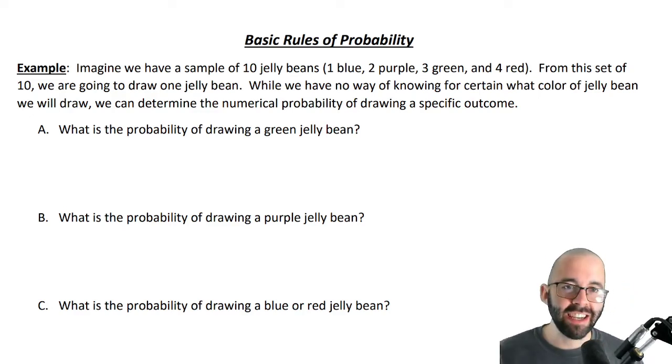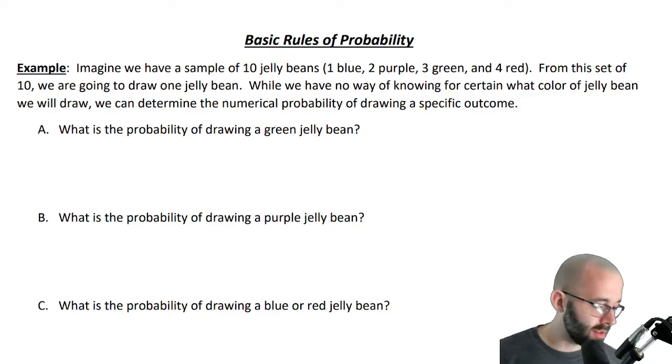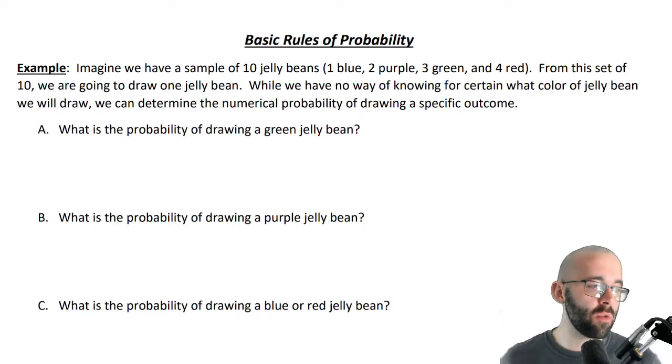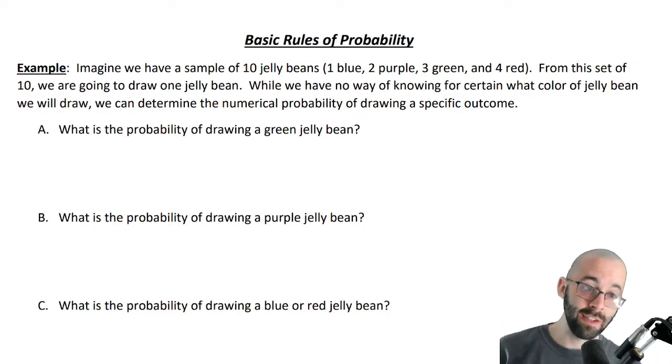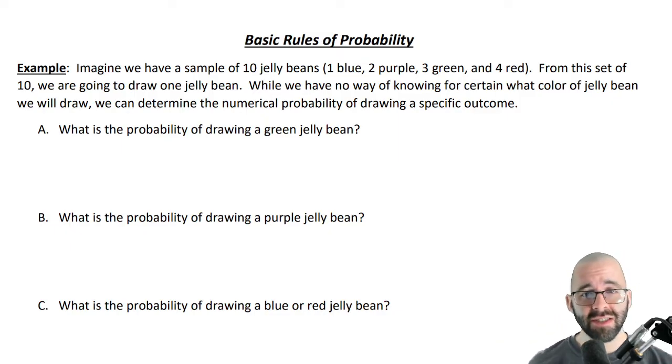All right, let's actually get in and do some probability problems. So we're going to start with some basic probability stuff and then talk about some more complicated rules for addition, multiplication, conditional probability. Again, that's another good one. So we're going to start with the same little example. We still have 10 jelly beans: 1 blue, 2 purple, 3 green, and 4 red. And from this set of 10 jelly beans, we're going to draw a single jelly bean.